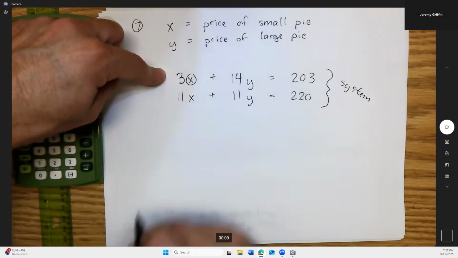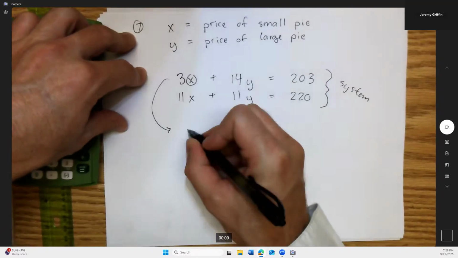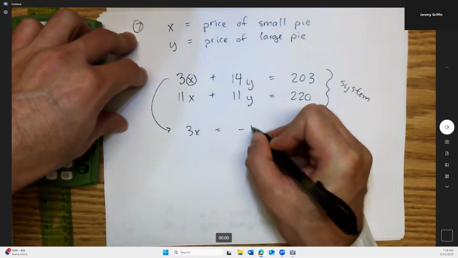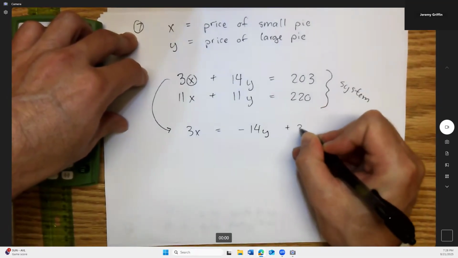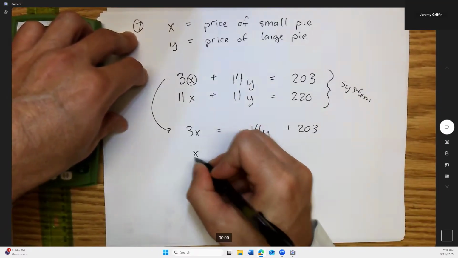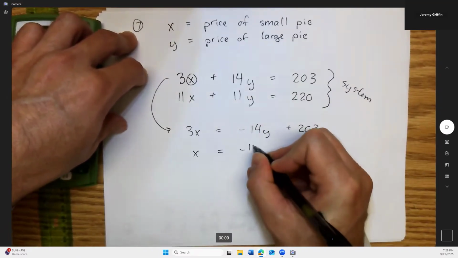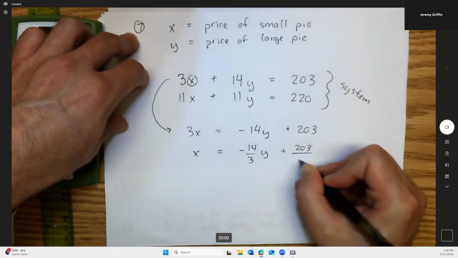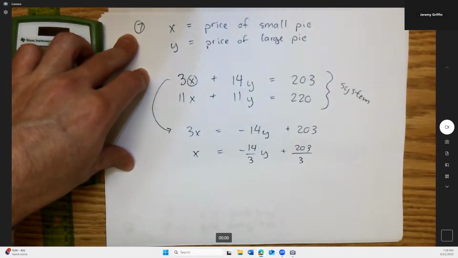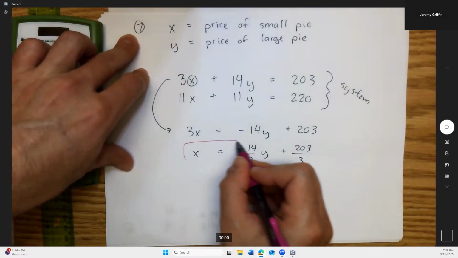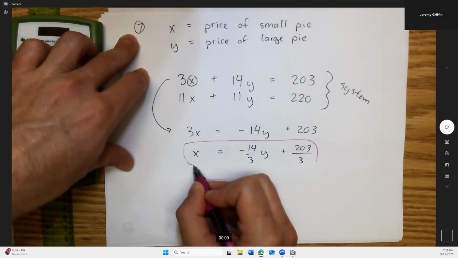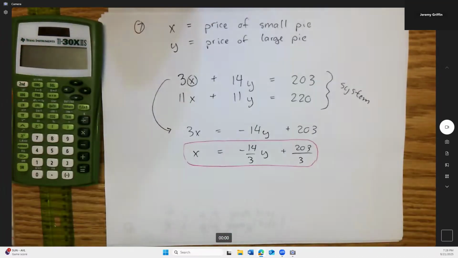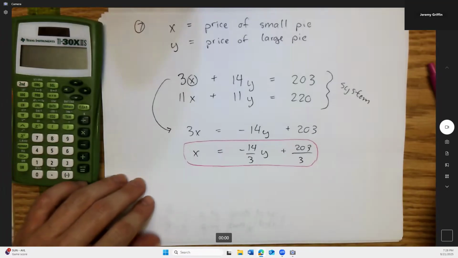So if they're going to do that, then how about this? I'll solve for this x right here. So I'll bring this down. I'll say 3x equals negative 14y plus 203. Therefore, x equals negative 14 over 3 y plus 203 over 3. Now that is a really wacky looking expression. This should come out to nice numbers in the end, I think. I mean, you can only solve down to some number of cents, right?